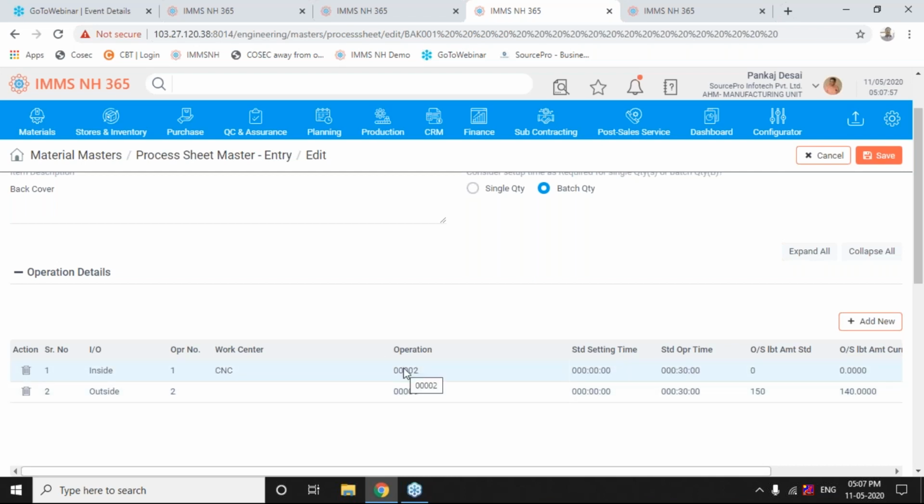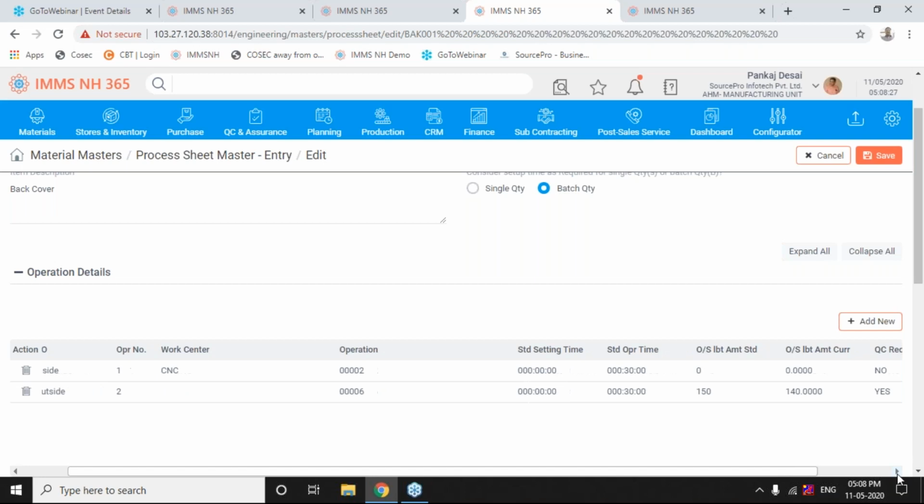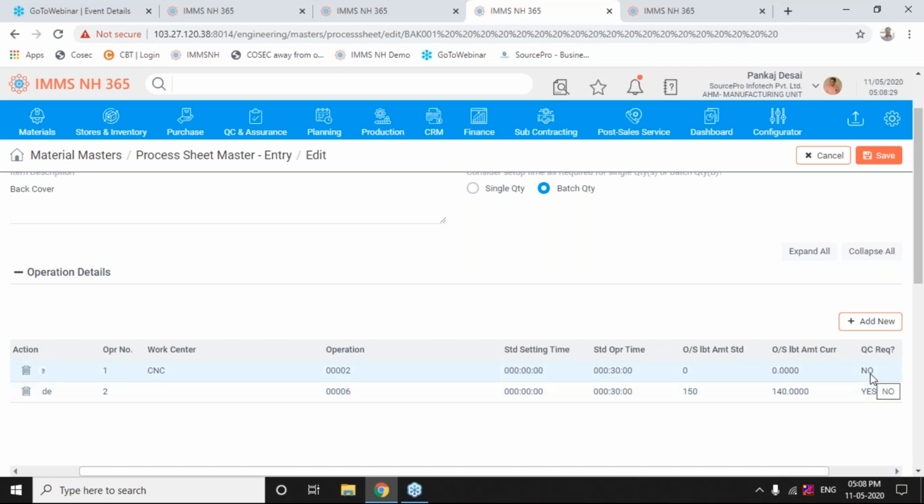And what will my operation be, what is the operation code, what is my standard setup time and what is my standard operating time, and whether that outside item operation is to be performed outside. Please mark my cursor here. It says 150 is my value. This has come from a different master. We will touch upon that when we go to the subcontracting related webinar. So let us not invest our time into this. And important, as I said, whether you would like to have QC, no or yes. This is an important thing for you to note.